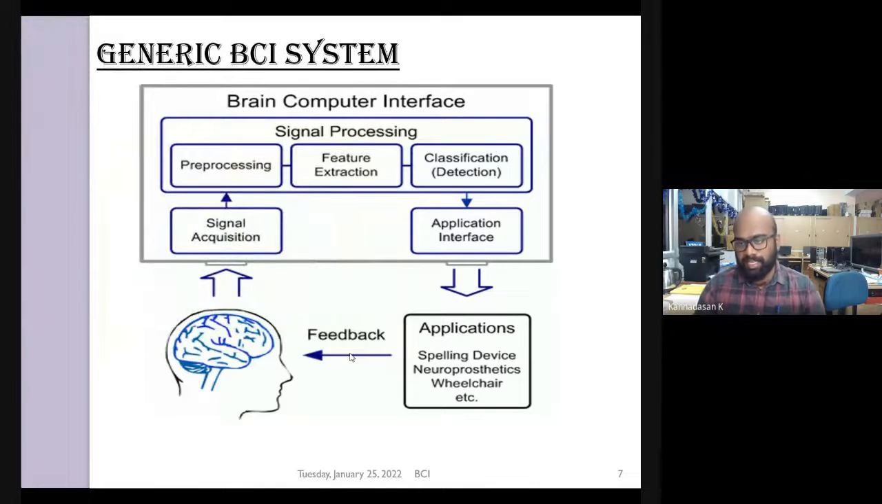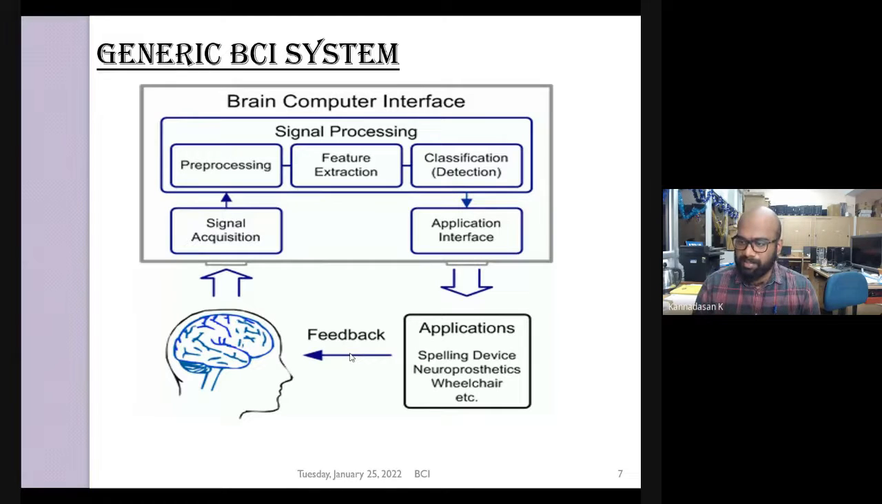So this is a generic BCI system. Again, a kind of same thing, but where the BCI part lies is given in this picture. From the signal acquisition part till this application interface part is where the BCI belongs. In that, we do pre-processing, feature extraction, and classification. These things come under the signal processing task.